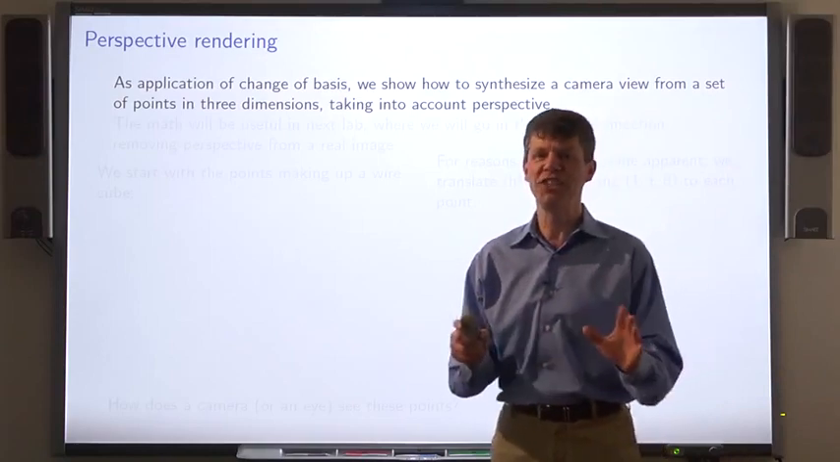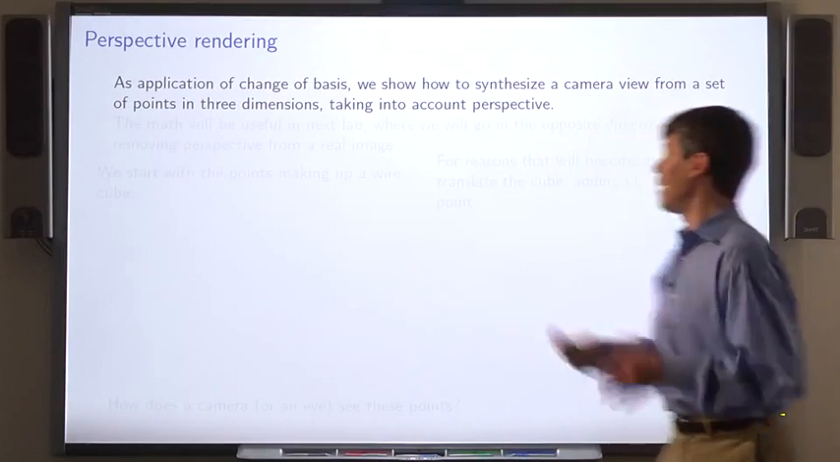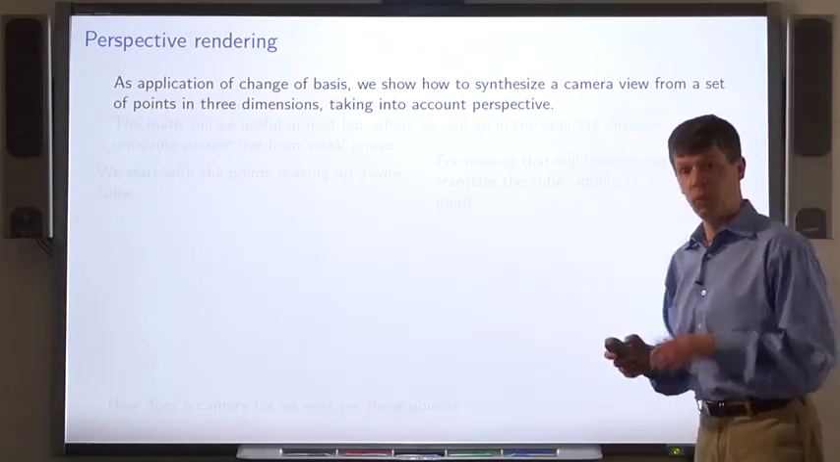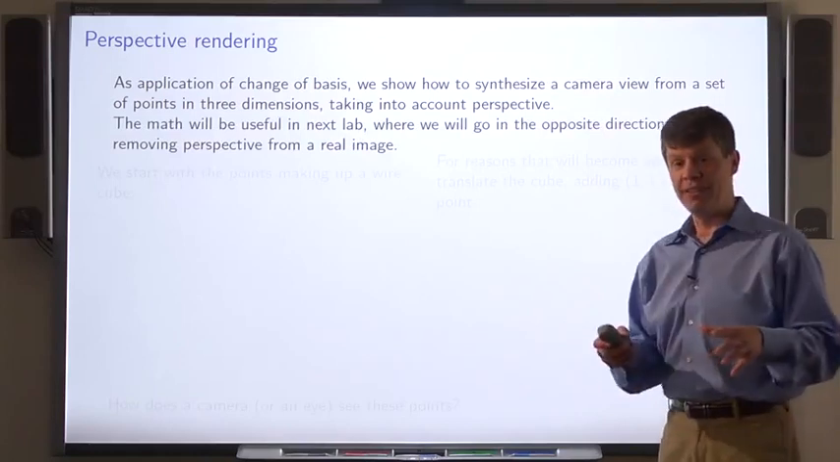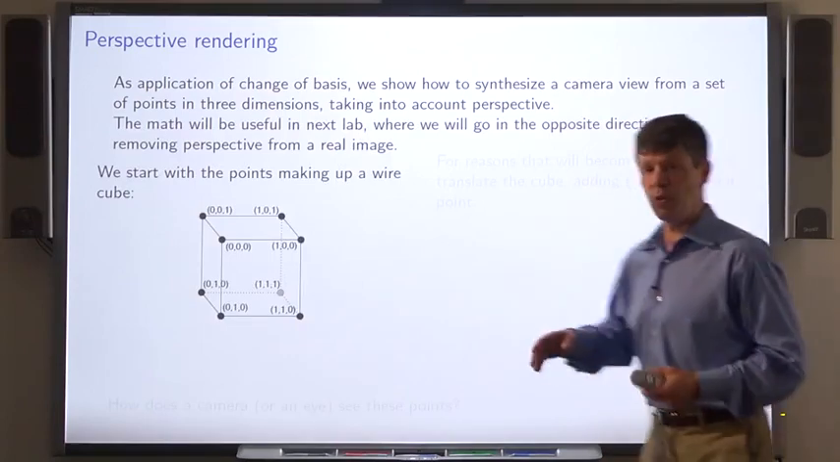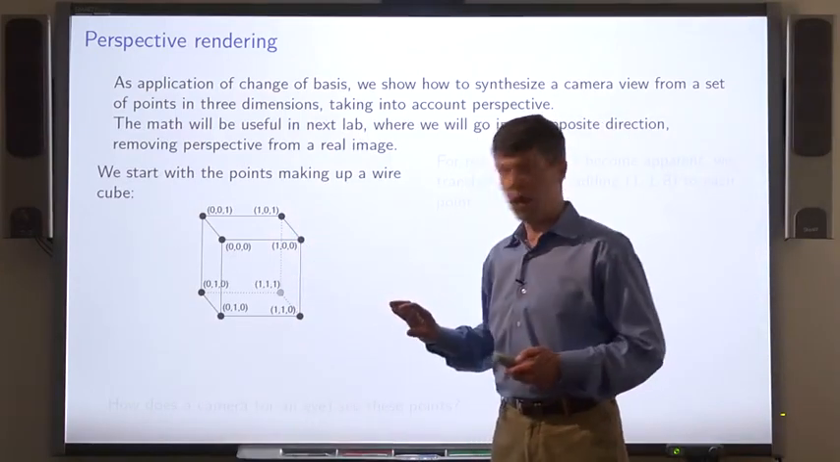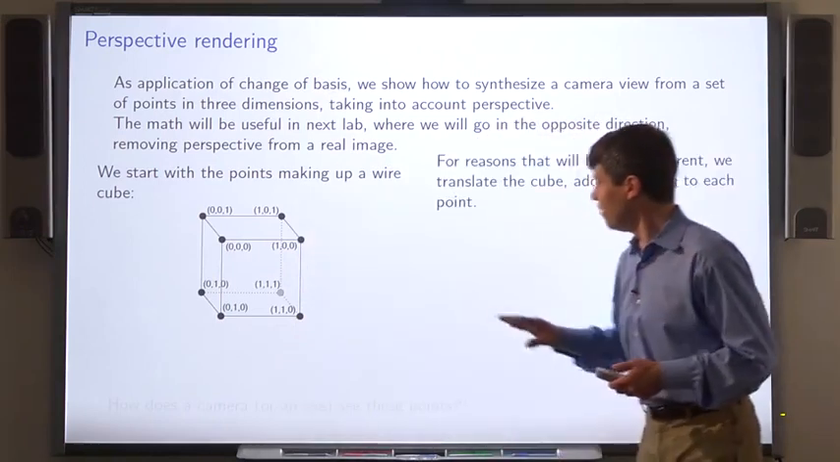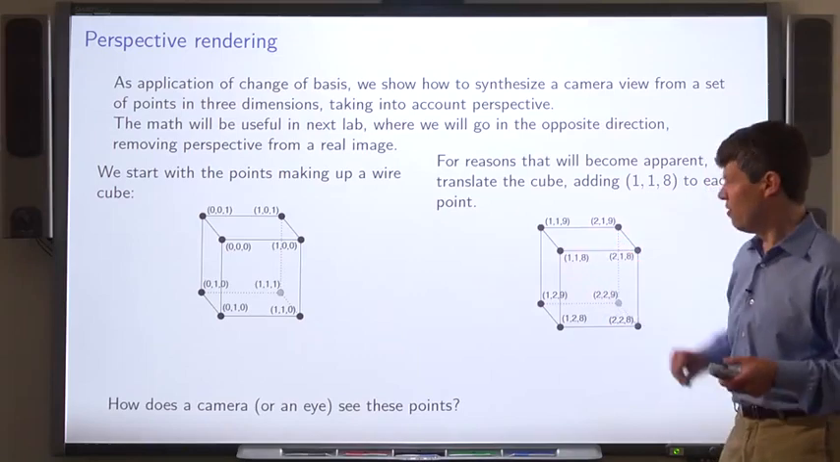As an application of change of basis, we'll see how to render an image with perspective. We're going to use the same math in the next lab, where instead of adding perspective, we'll take some away. So we start with the points making up a wireframe cube. Now we're going to move them. We're going to translate them for reasons that will become apparent later. So we'll move them over.